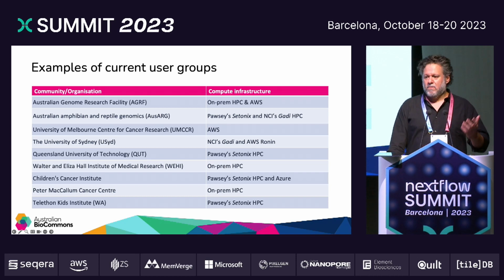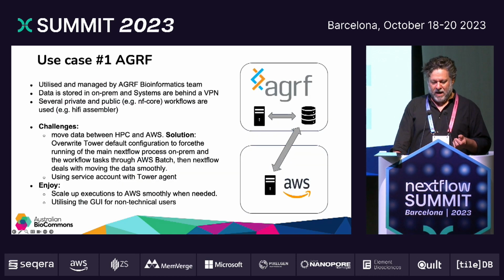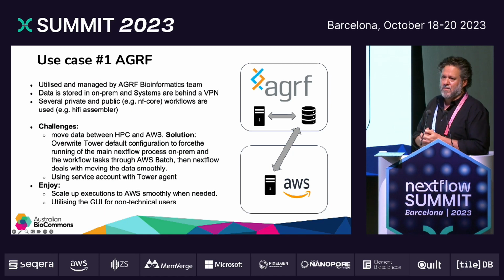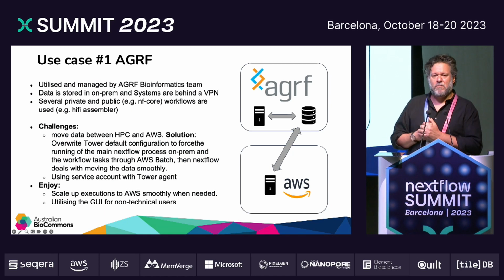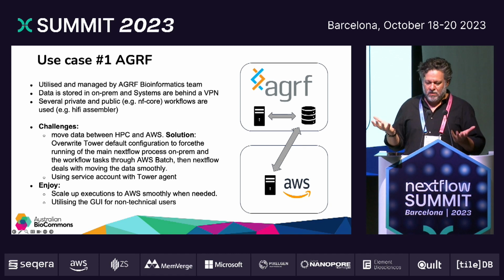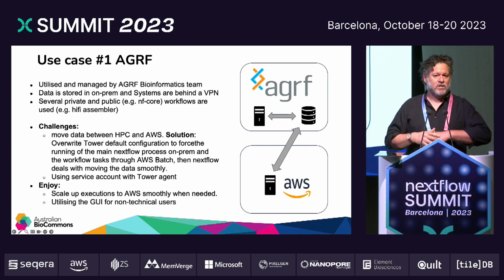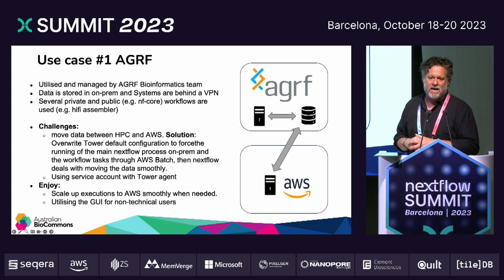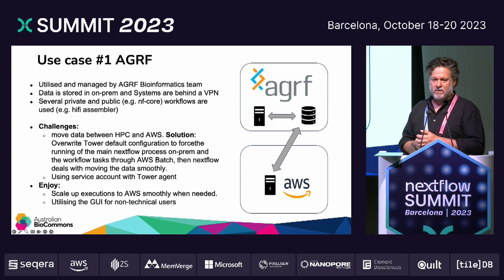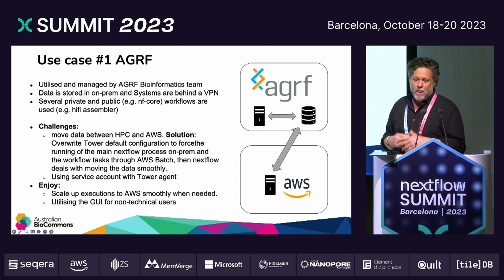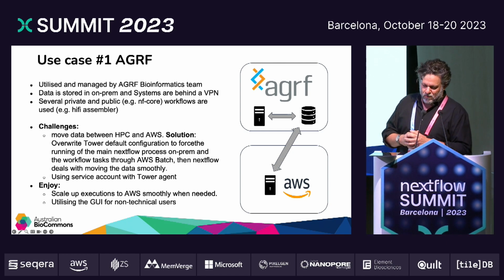And I'll just spend a few minutes as I wrap up just talking about maybe 2 key examples. So example number 1 was the AGRF. AGRF, the Australian Genomics Research Facility, they do genomic sequencing for academic customers in Australia. One of their main bases is in Melbourne, just around the corner from where our offices are for the Biocommons. And they were the first group that we onboarded onto the Tower platform.